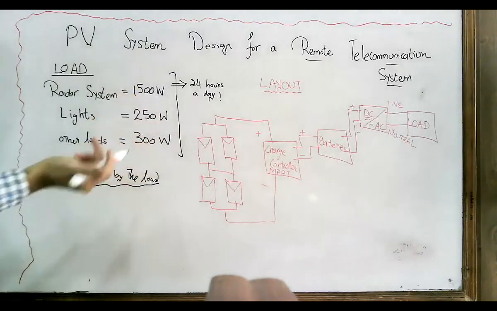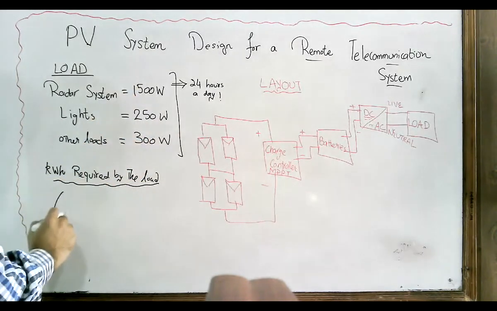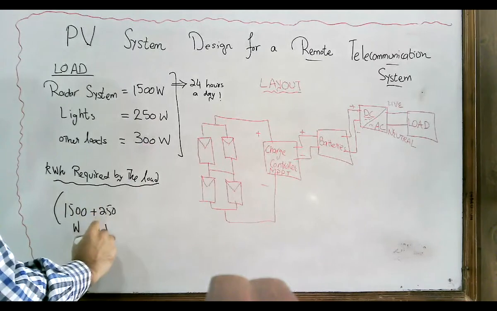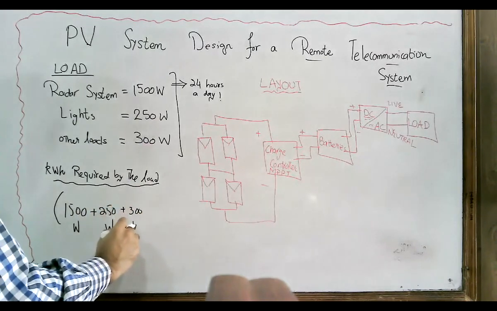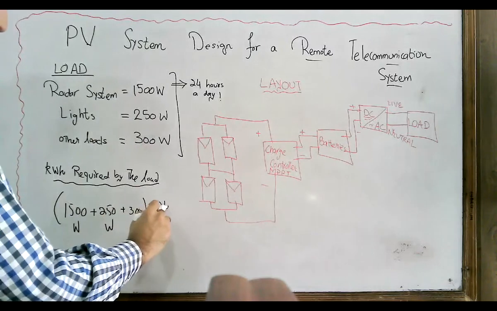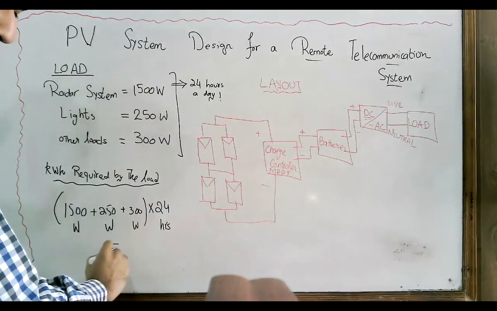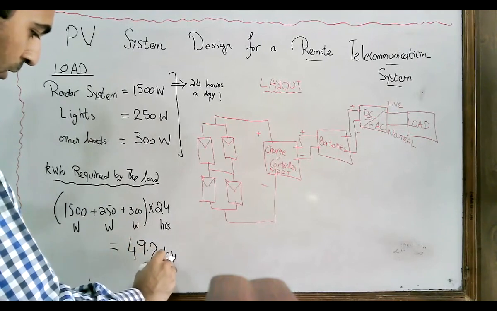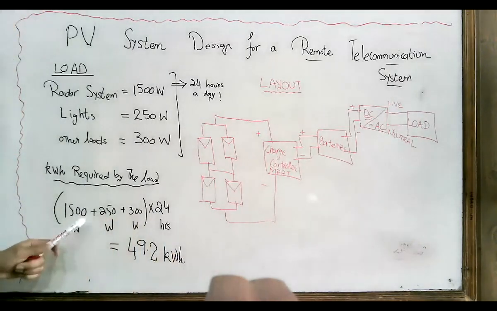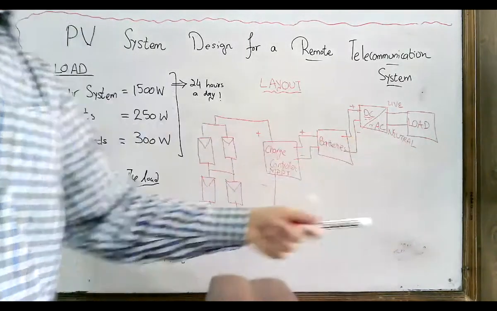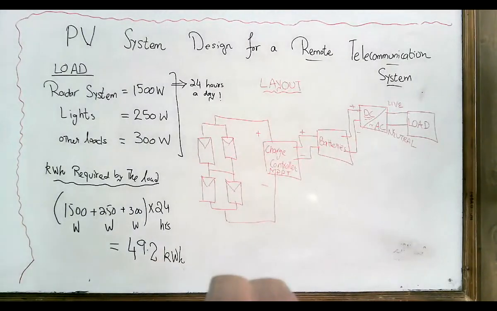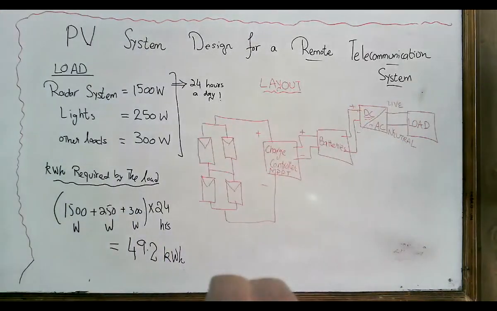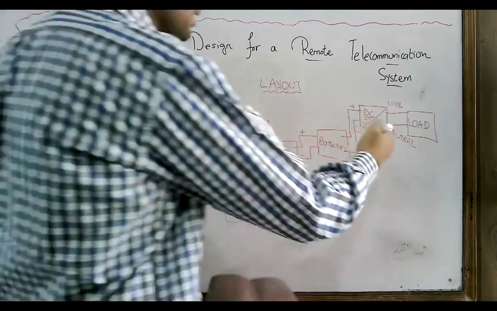All of these equipments are working 24 hours a day. So just adding their wattages, 1500 plus 250 watts, and 300 watts, we multiply by 24 hours. So here we get 49.2 kilowatt hours. This is the total power consumption of the load. That is, you need to provide 49.2 kilowatt hours to the load. Now one thing is important. Here you have an inverter.